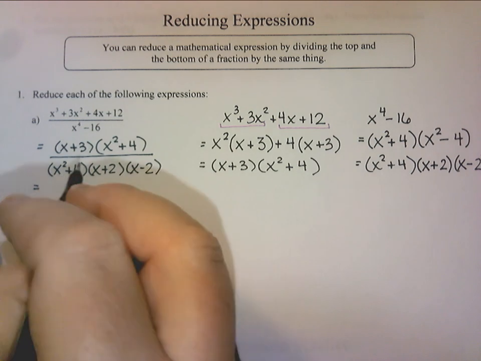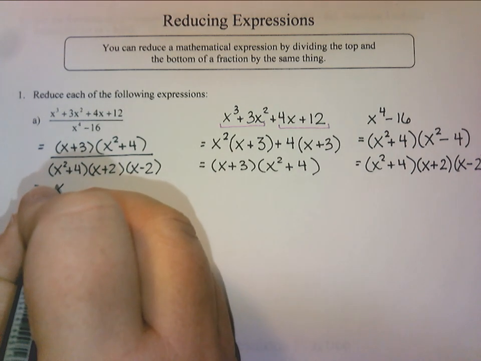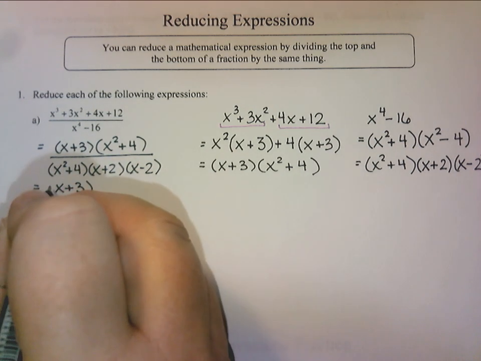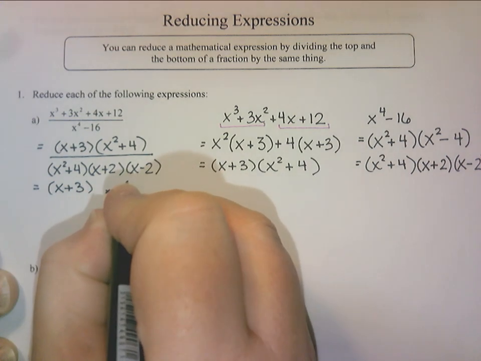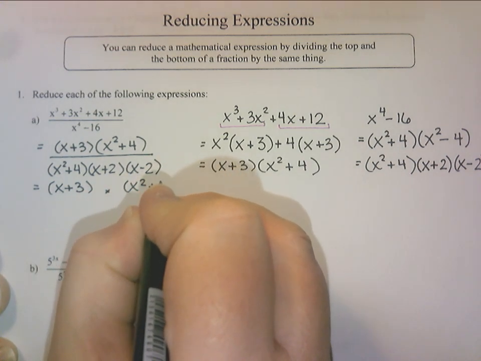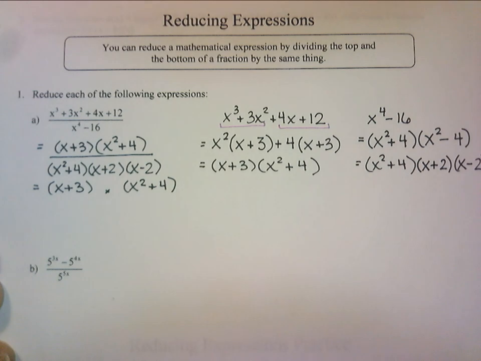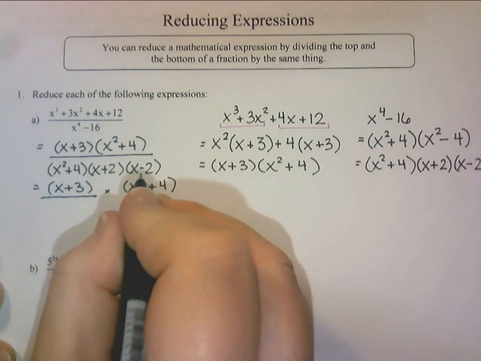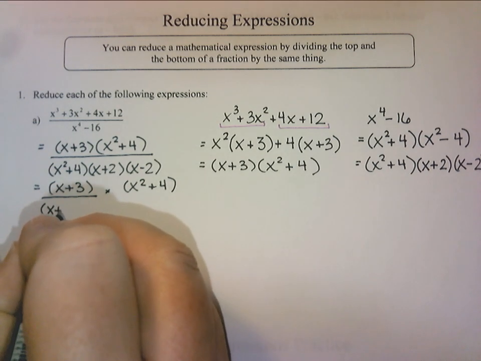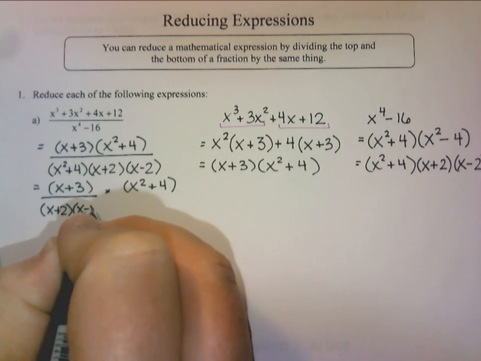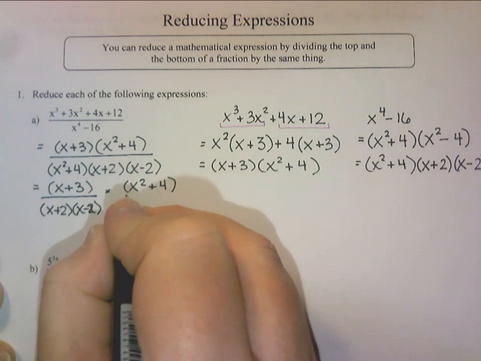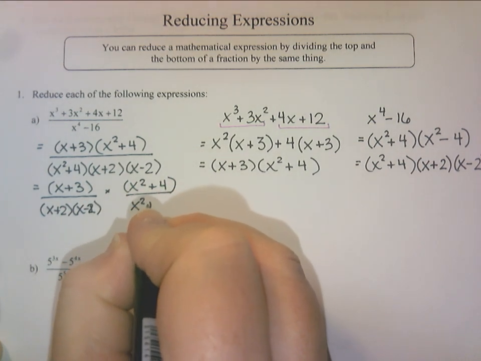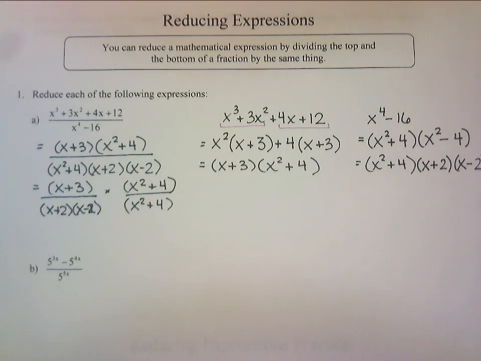I'm going to split this up and say that the numerator is x plus 3 and then times x squared plus 4. And then in the denominator, I'm going to say this is the same as x plus 2, x minus 2, and then times x squared plus 4. So all I've done is I've just written this in a slightly different way. I split up the parts that will reduce with the parts that do not reduce.